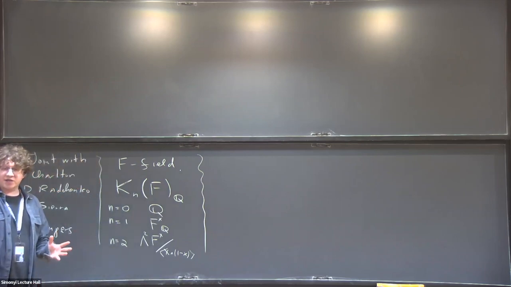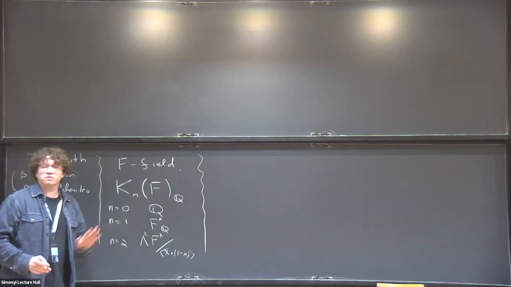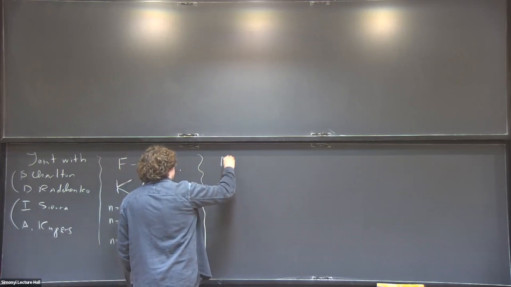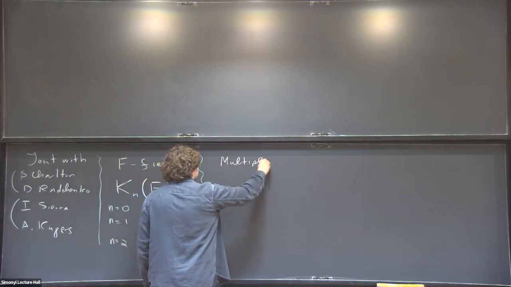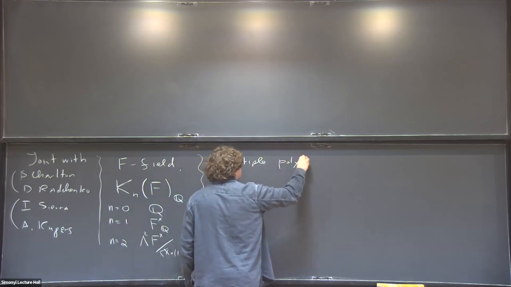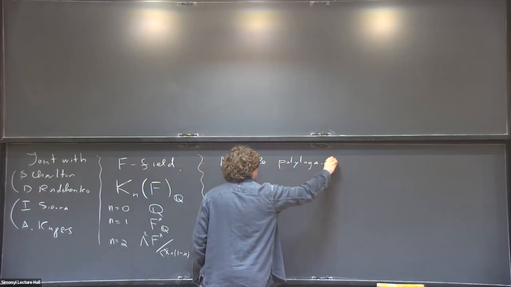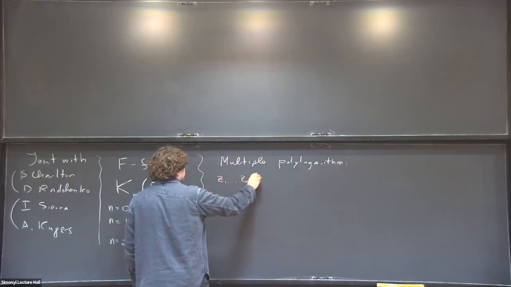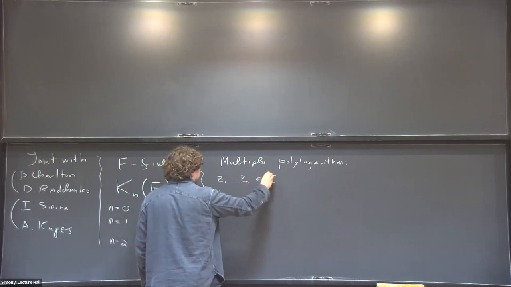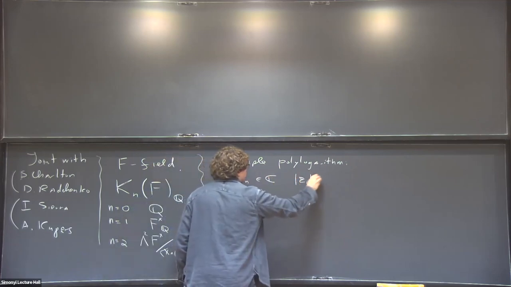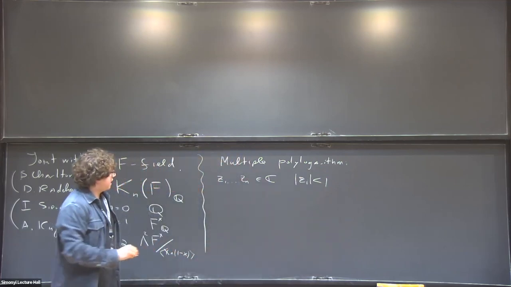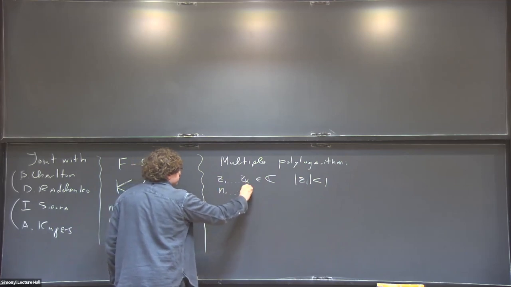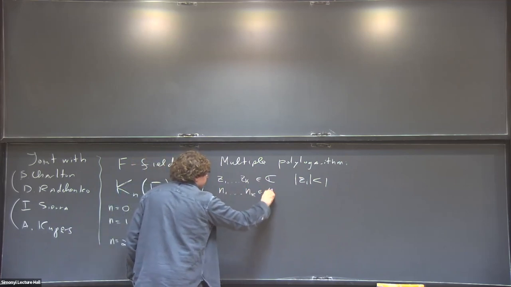there is expected to be a connection between algebraic K-theory and a special function called the multiple polylogarithm. So let me define what that is. The multiple polylogarithm is the following function. We have a collection of variables z_1 up to z_k, which are complex numbers of absolute value less than 1, and a collection of integers n_1 up to n_k, which are positive integers.